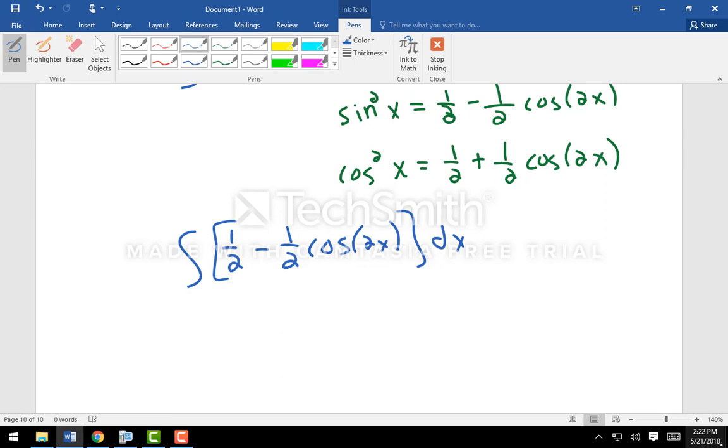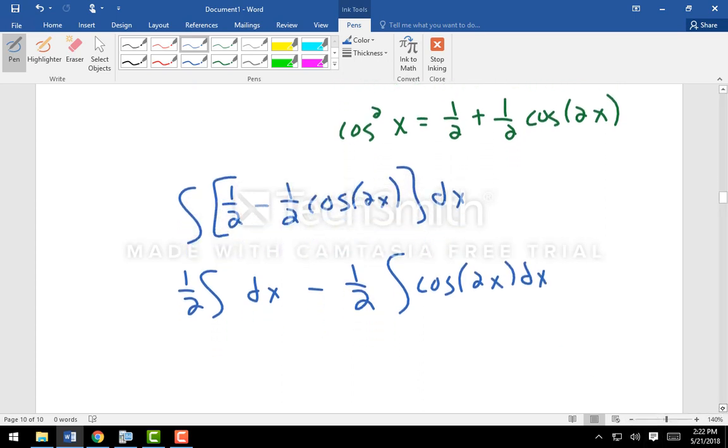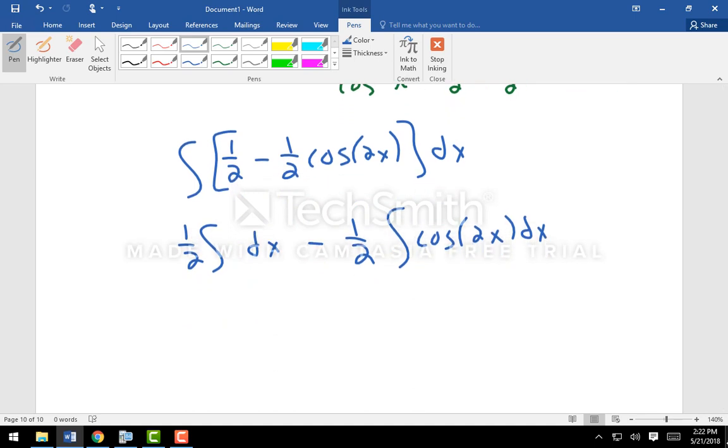So I'm going to split this up notationally. I'm going to write this as 1/2, and then the dx distributes here, and then minus 1/2 the integral of cosine of 2x. So I'm going to integrate each of these terms. Now, obviously, the integral of 1 is x, so I have 1/2 x. And then the integral of cosine of 2x is going to be 1/2 sine of 2x.